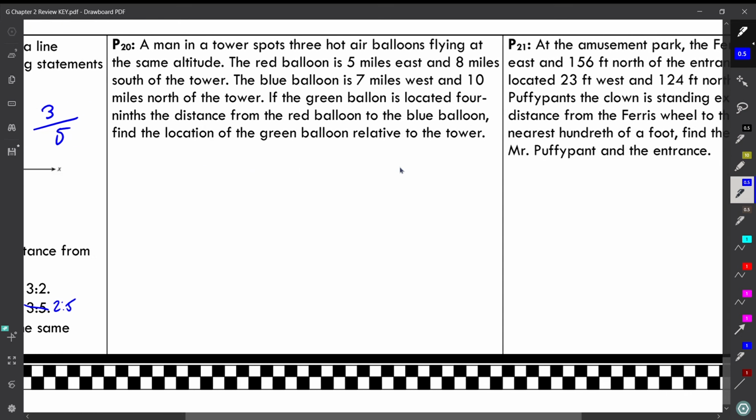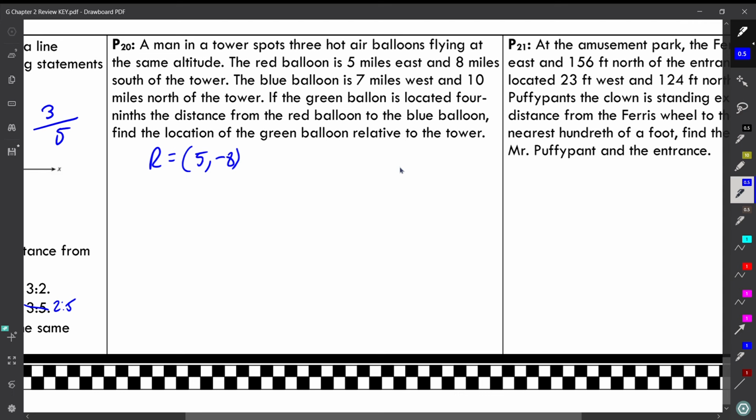Okay. Number 20. A man in a tower spots 3 hot air balloons flying at the same altitude. The red balloon is 5 miles east and 9 miles south of the tower. So red, call it R, is 5 miles east. East is to the right, so it's a positive number, so that would be 5. Remember, east and west represent the x coordinates. 8 miles south means I'm going down 8, so it's negative 8. Okay, that's my red, or R.